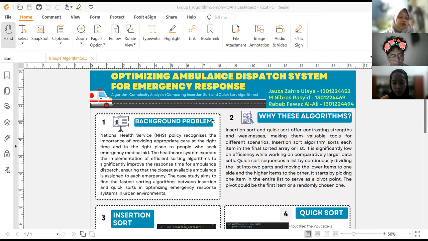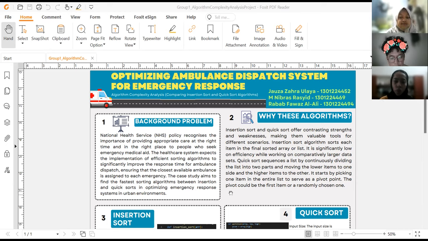The case study aims to find the fastest sorting algorithm between insertion sort and quick sort in optimizing emergency response systems in urban environments. So basically, we want to find the fastest algorithm for the ambulance dispatch system in order to improve the response time of the ambulances that need to go to the patient's location. And the reasons why we chose those two algorithms, insertion sort and quick sort, will be explained by my colleague.